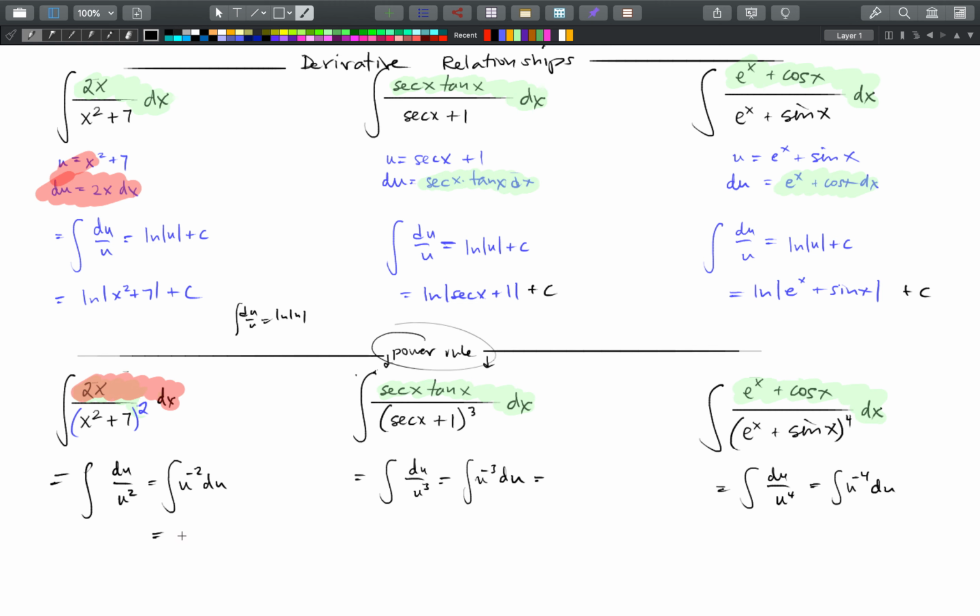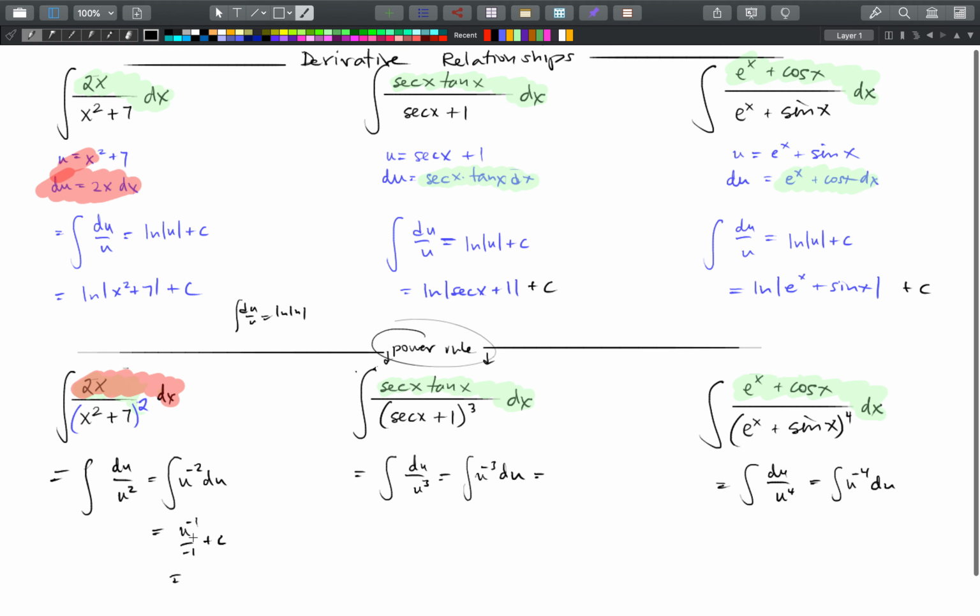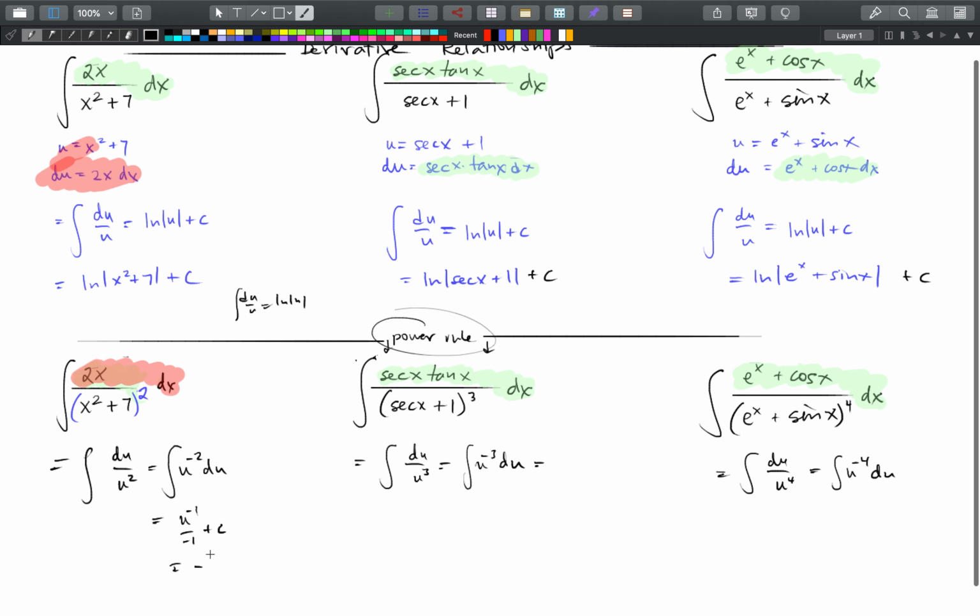So we're kicking it up by 1 and dividing by it. So u to the negative 1 over negative 1 plus c. And so if we flip the u, distribute the negative, this looks like negative 1 over x squared plus 7 plus c. So u to the negative 1 flipped to the denominator and has an exponent of 1, and then this negative came out in front.